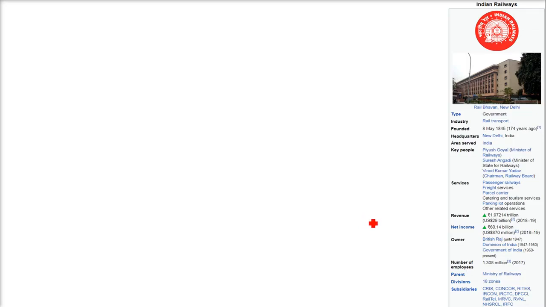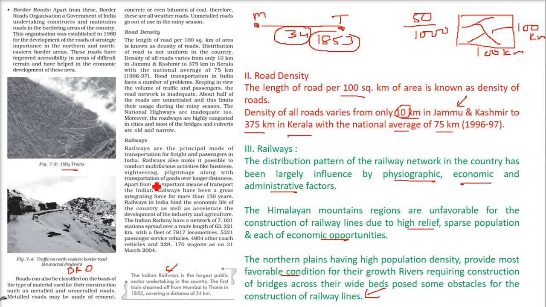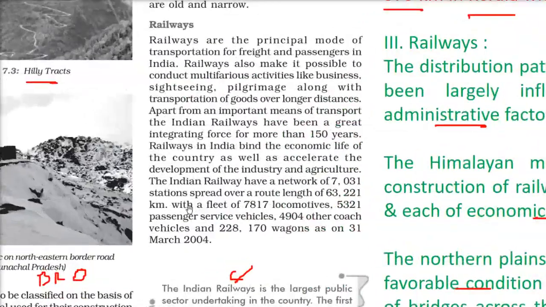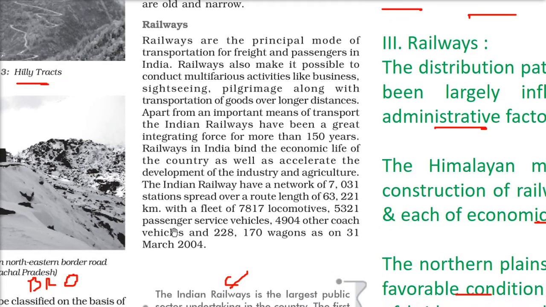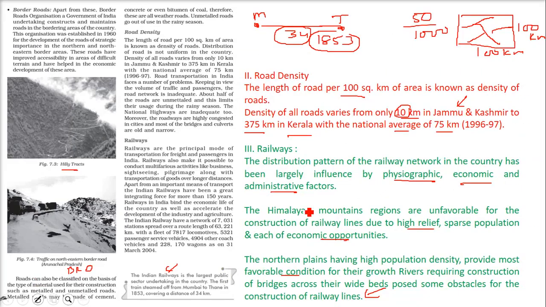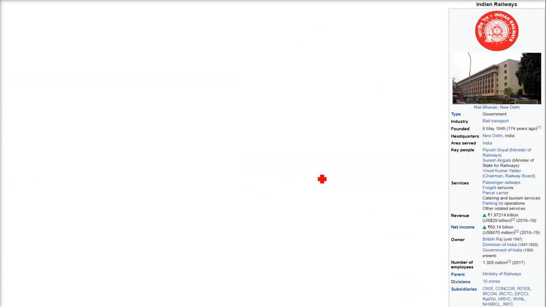I will give you the latest information. See, first of all, the information which the book has given says 150 years, and the Indian Railway network has 7031 stations, route length 63,221, and a fleet of 7817 locomotives, 5321 passenger service vehicles, 4901 coach vehicles, and 228,170 wagons. This is the information of 2004. So I'll try to give you the information which is right now, which I have taken so we can discuss it.